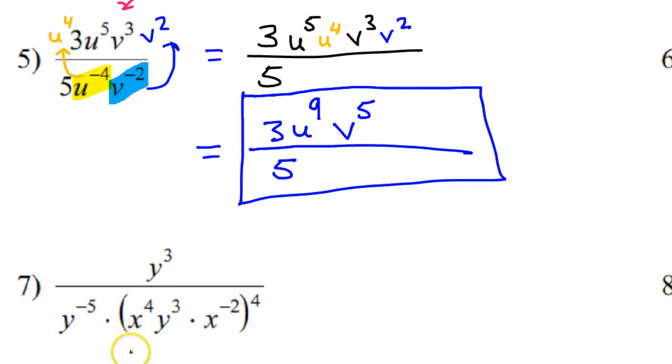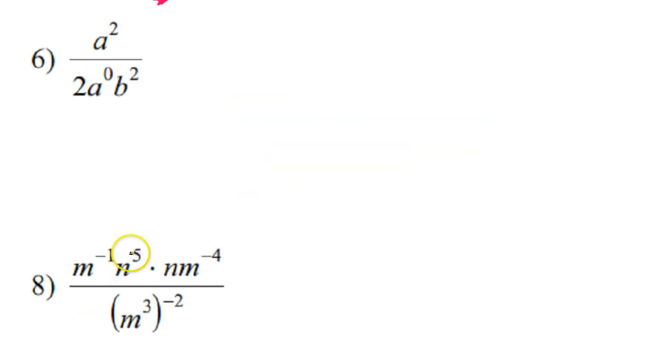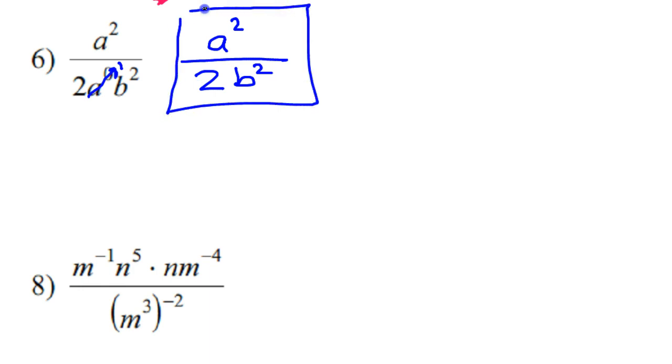for number 5. Okay, number 6 is about to be the easiest problem in the universe, because a to the 0 power is 1, and that's all there is to do. Kind of silly if you ask me, but I have a squared over 2b squared. There's nothing else I can do with that. Easiest problem in the universe.